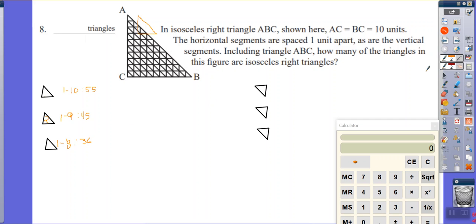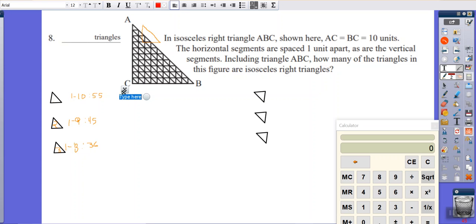And that pattern is going to continue. So this was a 3 by 3 triangle. If I continue that pattern, I'm going to get 55 starting from the top, 45, 36, and then the next one, if I add the numbers 1 through 7, I'm going to get 28. Add the numbers 1 through 6, I'm going to get 21. 1 through 5, I'll get 15.